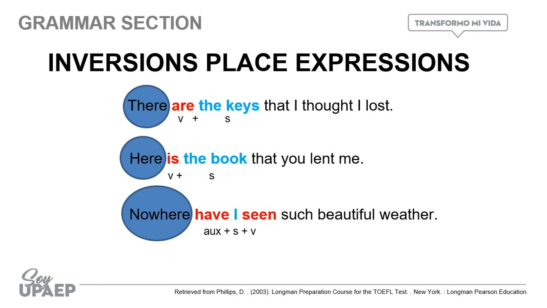Nowhere have I seen such beautiful weather. Okay? Nowhere is another place expression, so we need an inversion. As the sentence is in present perfect, we need to have the inversion as auxiliary, subject, and verb. Auxiliary have, subject I, and verb seen.